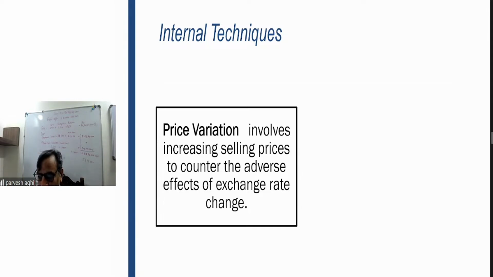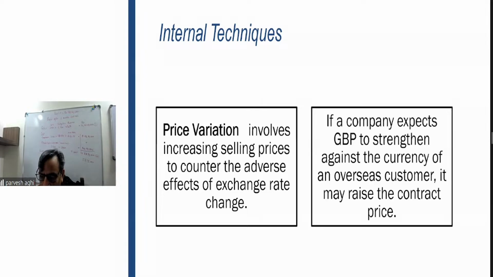Now, price variation. Price variation involves increasing selling prices to counter the adverse impact of exchange rates. Now, again, this technique is an internal technique, but how far you can do it depends. Because today we have a competitive world, and it is very difficult to increase the selling prices. If the company expects a pound to strengthen against the currency of the overseas customer, it may raise the contract price. So if you expect the dollar is going to strengthen, you charge more to your foreign customer. If you can do so, you can avoid the foreign currency risk.